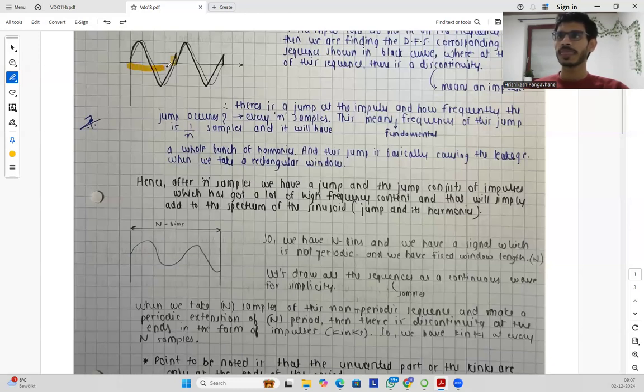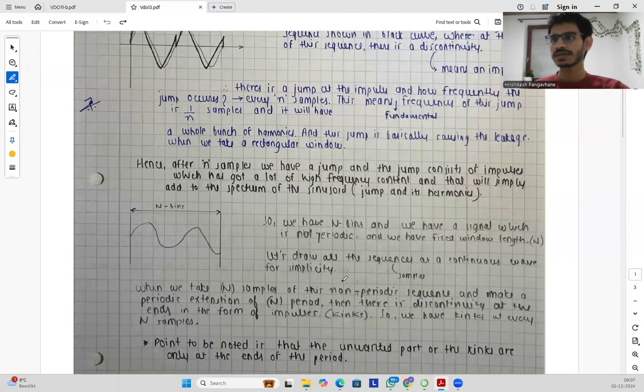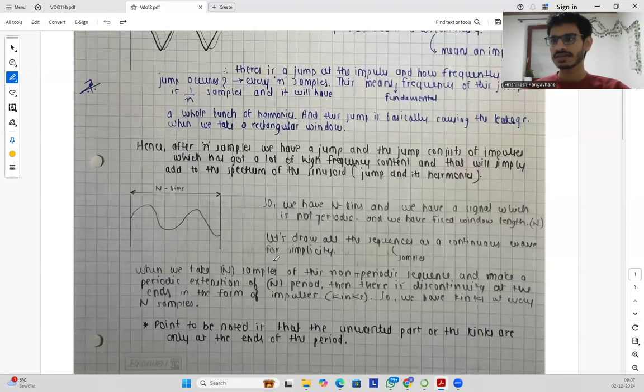So this is n, again it will repeat itself, again this is n, again it will repeat itself. So we take n samples and make a periodic extension. That is what we do in order to obtain the discrete Fourier series. Then we have kinks at every n samples. So this means that we have impulses at every n samples.